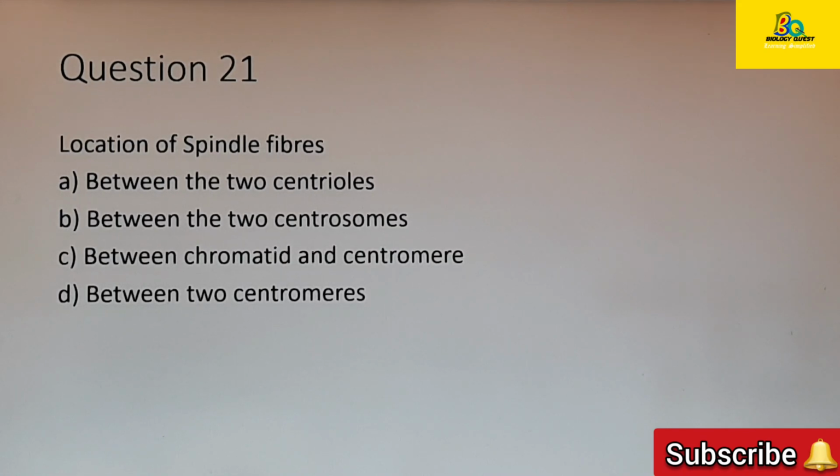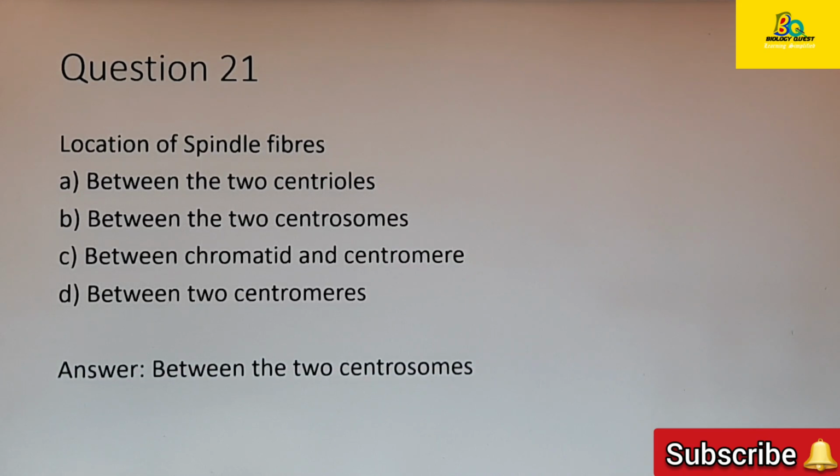Is it between two centrioles? Is it between two centrosomes? We know option C and D are wrong. Compare the other two options, option A and option B. Which is the correct answer? It is between the two centrosomes. Okay, not between the two centrioles. It is between the two centrosomes. Spindle fibers are located between the two centrosomes. The correct answer is option B, between the two centrosomes.